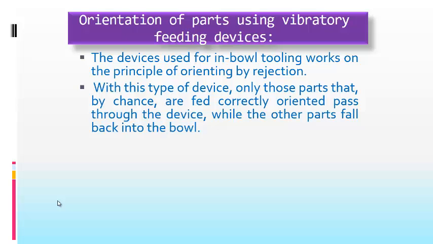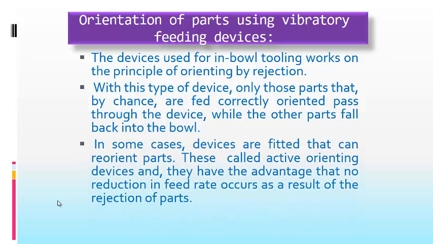And actually, this is the way it works, as a rejecting device which will reject all parts that are in an unrequired orientation. In some cases, devices are fitted that can reorient the part. These are called active orienting devices, and they have the advantage that no reduction in feed rate occurs as a result of the rejection of parts.